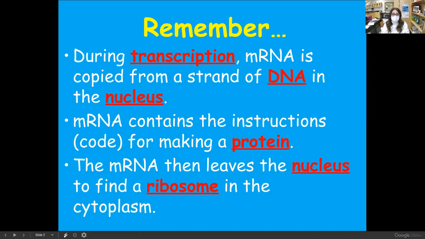Now, the most distinct thing that we're going to notice is that this process of translation, when we're going from mRNA to a protein, is going to take place at the ribosome. And the ribosome is located in the cytoplasm. And the one thing that I always say that helps me remember who does what is that ribosomes are the lean, mean protein making machines.